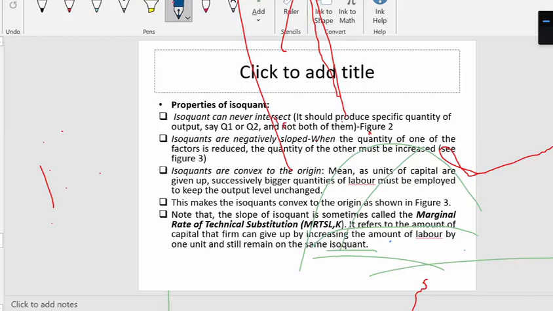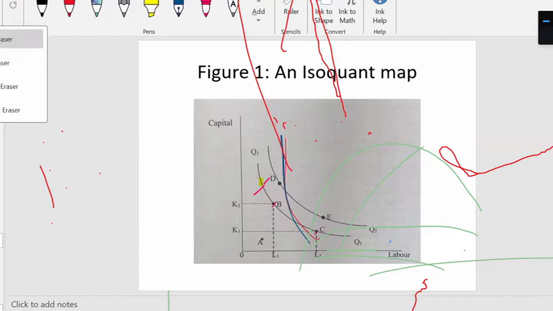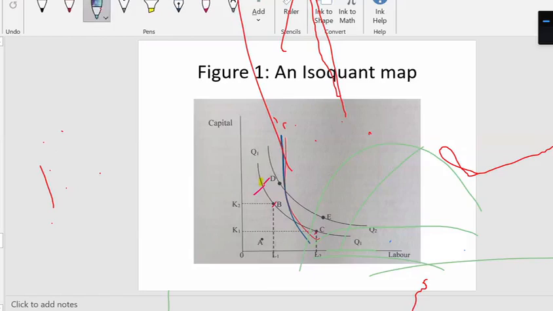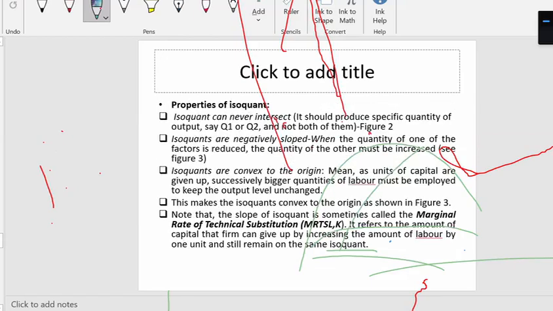Another property of iso-quantities is that they are negative sloped. When you say negative sloped, it is sloping downward from left to right, like this. That is another property. Another one, the third: iso-quantities are convex to the origin.